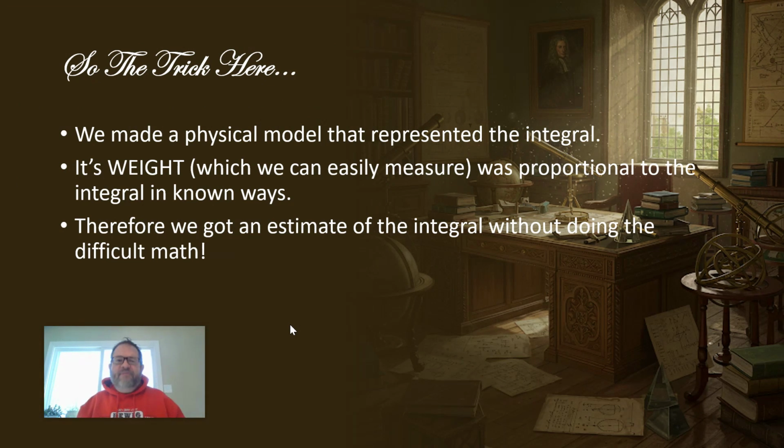If I had to summarize what we did here, we made a physical model of what we were representing with the integral. In this case, we literally drew it out on a piece of paper and then cut it out with a pair of scissors. Its weight, misspelled here, I didn't realize that, there should be an apostrophe there, which was an easy thing to measure to high accuracy, was proportional to the integral in known ways. And therefore, we got an estimate of the integral without doing any of that terrible math. I'm fascinated by this. I wish I knew more examples of using a physical model. I'd have to think about it or do some Googling to find out more.